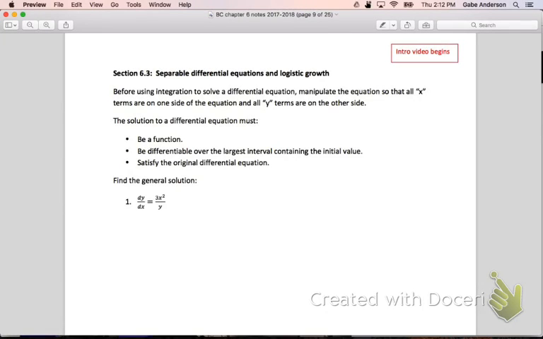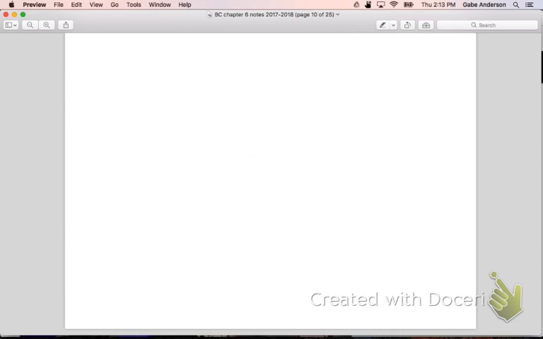This is the AP Calculus BC section 6.3 intro video, and we're going to be looking at separable differential equations and then a little later on logistic growth. We have looked at separable differential equations for quite a while. We're going to formalize this a little bit and look at some more challenging examples.